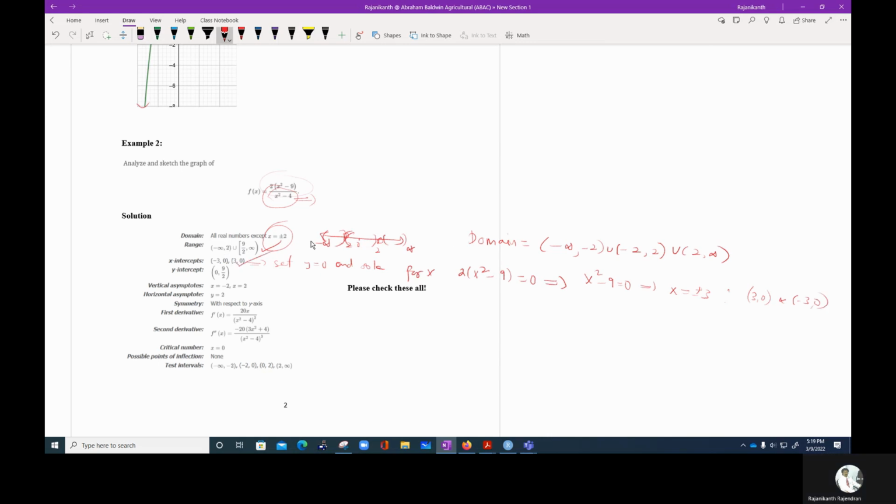That's not hard. In a similar way, you could find the y-intercept by plugging x = 0 into the function. When x is 0, you will get y is 9/2. So that is the y-intercept.